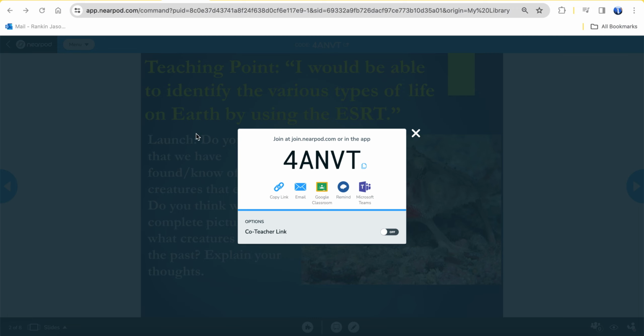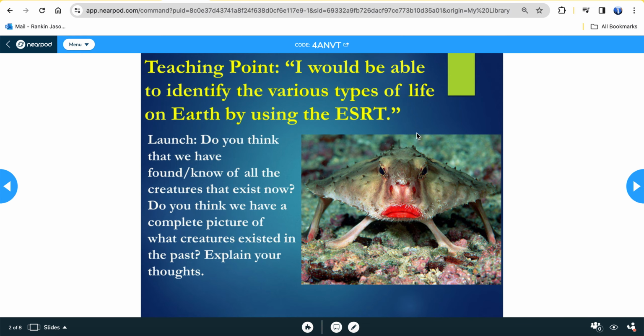All right, students, we have another lesson for fossils, the last one in this unit. Next lesson, I'm going to teach you about the important environments associated with geologic history. This lesson, put down today's date, I'll be able to identify the various types of life on Earth by using the ESRT.